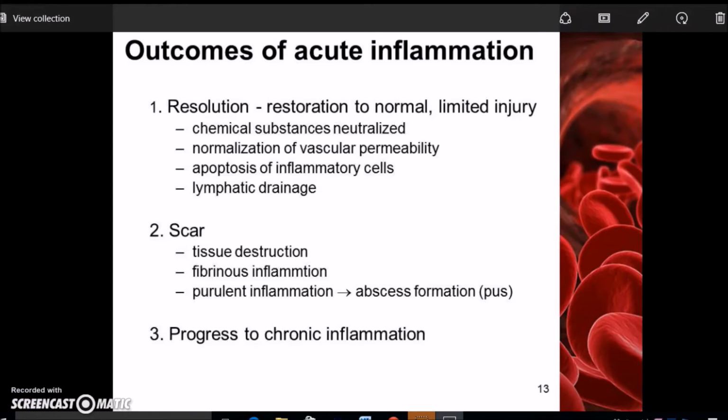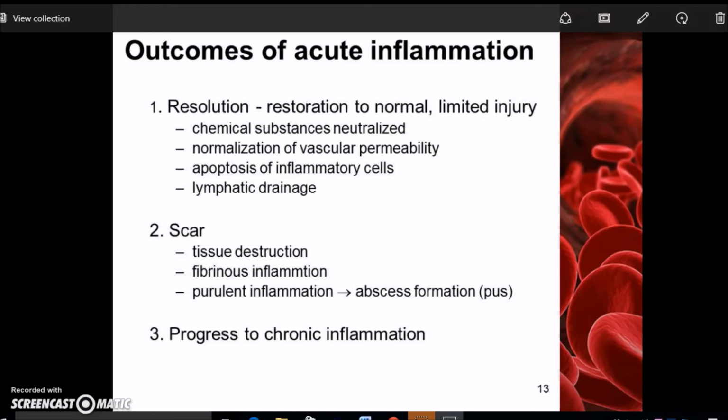The outcomes of acute inflammation, well, as we said at the start, ideally we want resolution of inflammation, and this usually happens. So we will get a restoration to normal function. The chemical compounds are gradually reabsorbed and taken away into the circulatory system. Vascular permeability is normalized. Inflammatory cells will undergo apoptosis, which is programmed death of the cells, and then the lymphatic system will be responsible for vacuuming up the debris, basically.